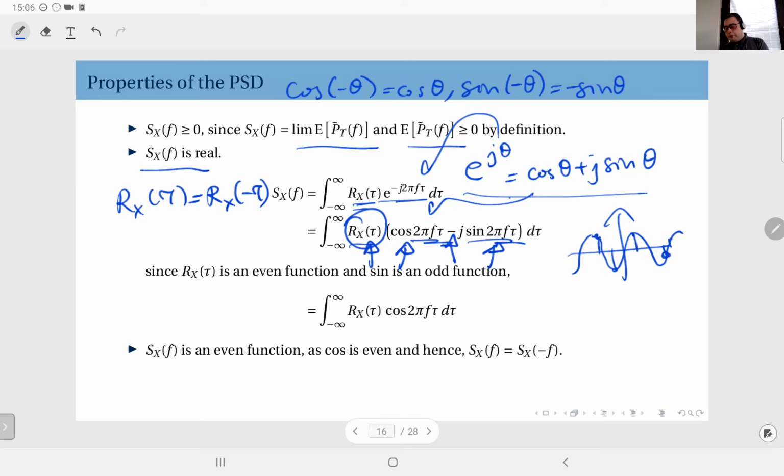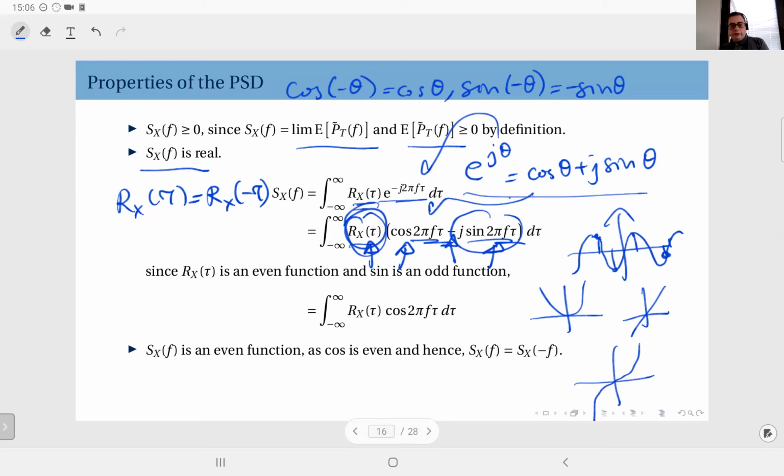Essentially the point here is that if you multiply this autocorrelation, which is an even function, with an odd function, the product will be an odd function. It's like multiplying x squared, which is an even function, with x, which is an odd function, which gives you x cubed, which is an odd function itself. Even times odd gives you an odd function.